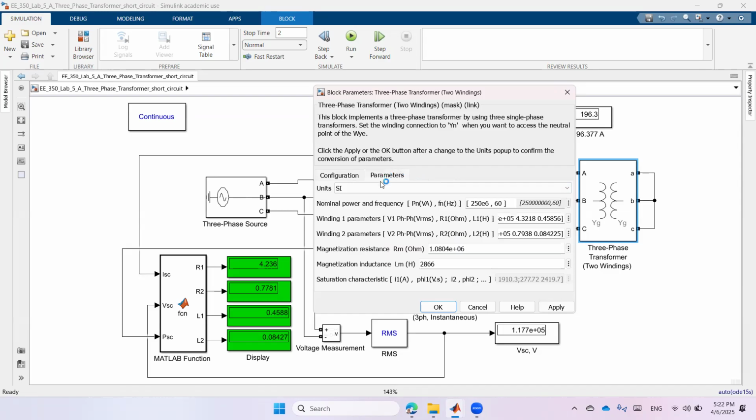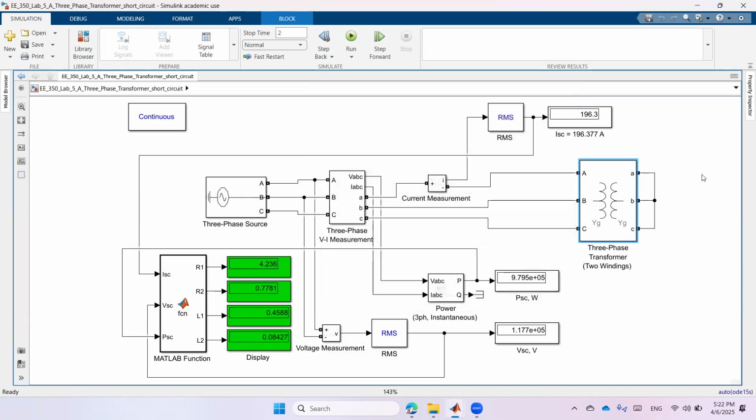If you select parameters here, by default the units will be per unit. So you need to switch per unit to international system of units. Then we can have the units in volt ampere, in hertz, in ohms, in volts, etc. Those will be the actual values. Once you select everything, you click apply and you click OK.